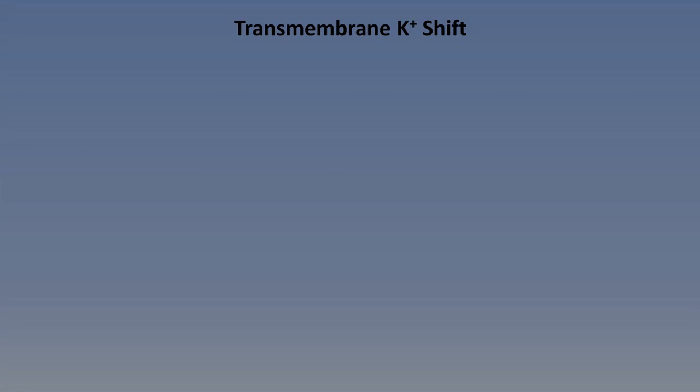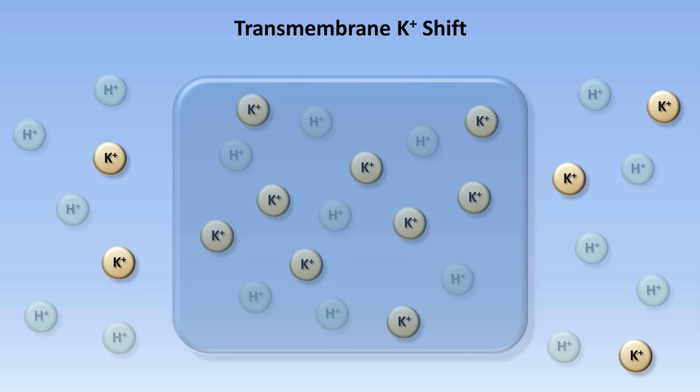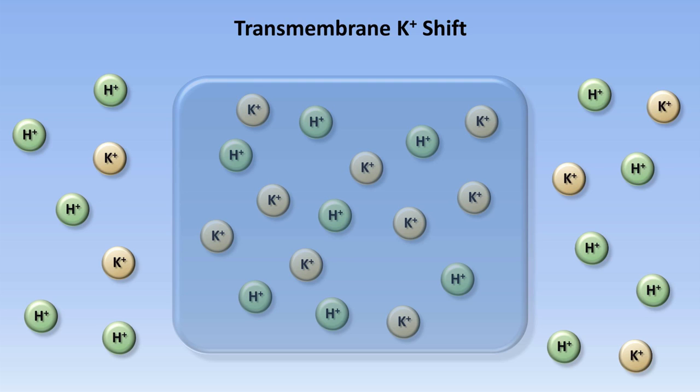Next, I'll review transmembrane shifts of potassium. In this case, instead of sodium being the other ion of interest, it's actually the hydrogen ion. In every cell, even in patients with completely normal acid-base status, there are free hydrogen ions floating around, just as there are hydrogen ions loose in the extracellular space. Usually the hydrogen ion concentration is relatively low, but what if it starts to increase?